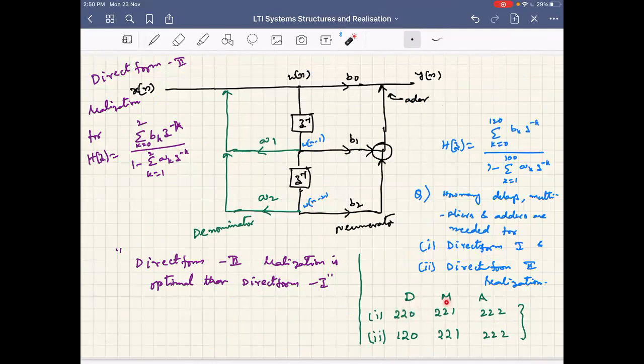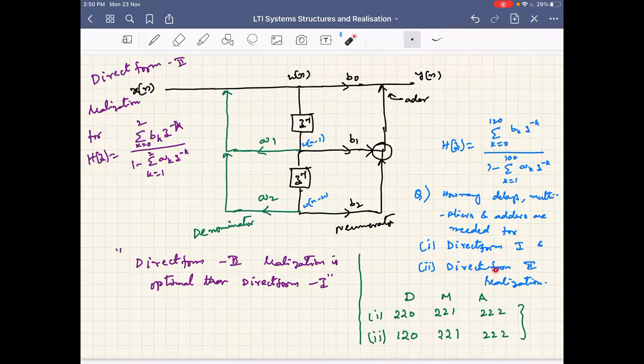Similarly, how many multipliers are needed? In M, you need 121 multipliers, and here 100 multipliers. So 221 multipliers, and adders here 121, here 101. So you need 222 adders. Okay, this is for direct form 1.